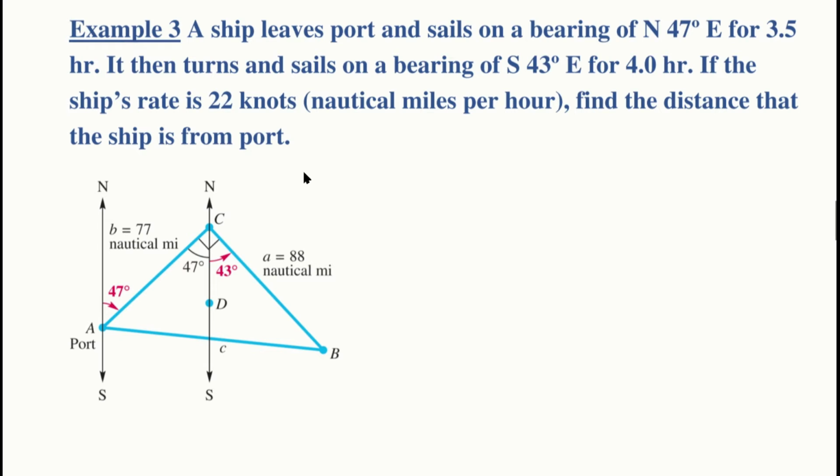All right, so the first thing we want to note is the fact that these two north-south lines are parallel, obviously, right? Because they're both north-south lines. And that makes this angle and this angle alternate interior angles with AC serving as a transversal. So those two angles are equal. So notice that 47 degrees plus 43 degrees gives us 90 degrees, making this a right triangle.